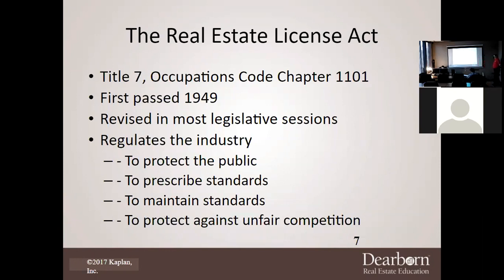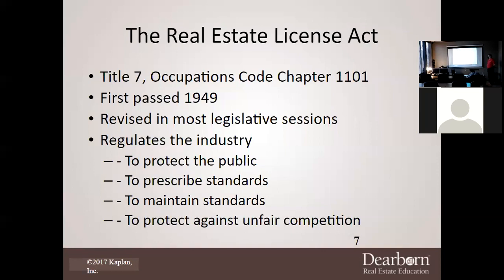Now, who enforces TRELA, Mr. Eugene? Four-letter word. TREC, okay? TREC, the Texas Real Estate Commission, enforces TRELA, okay? So, TRELA was passed in 1949. You will need to know that date, okay? It is an Occupations Code, Chapter 1101, Title 7.